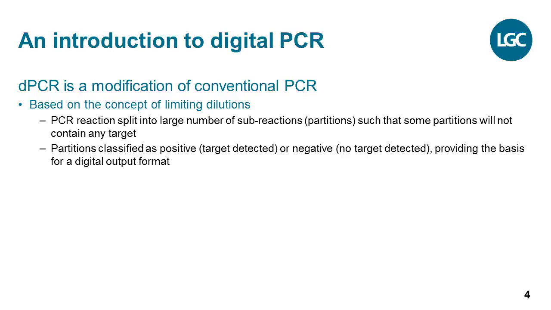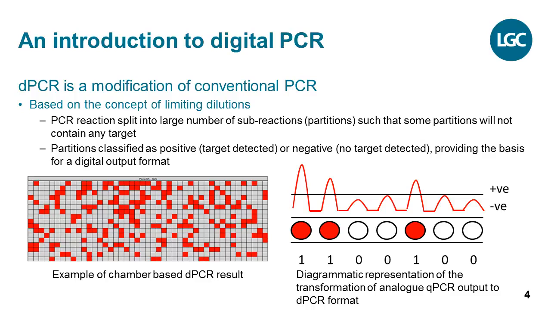Post-PCR reactions can be classified as either positive, target detected, or negative, target not detected, thus providing the basis for a digital output. By applying Poisson statistics to the results obtained, an estimate of the number of target molecules present in a test sample can be calculated.